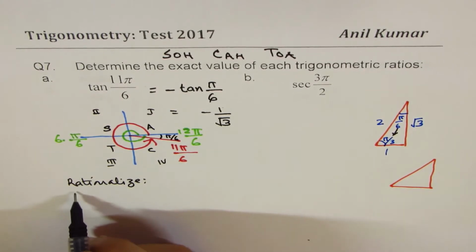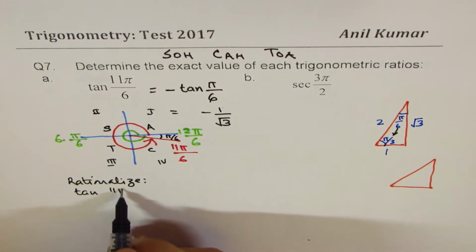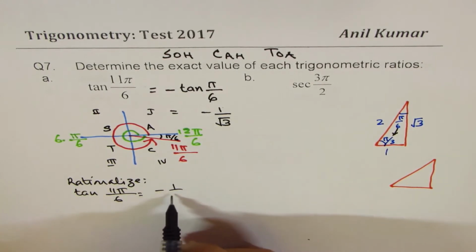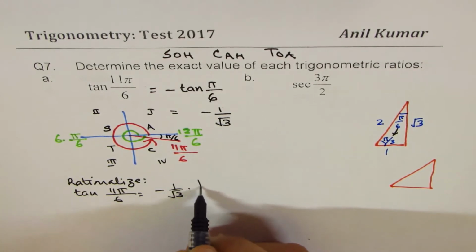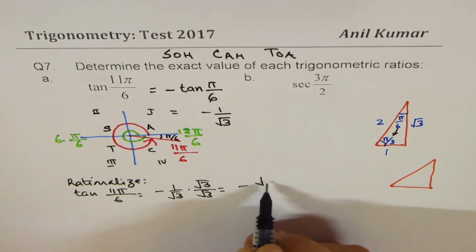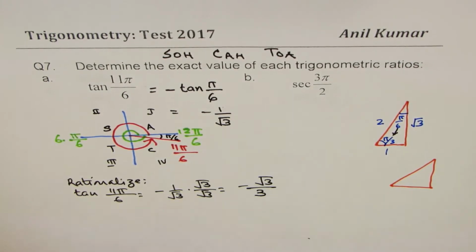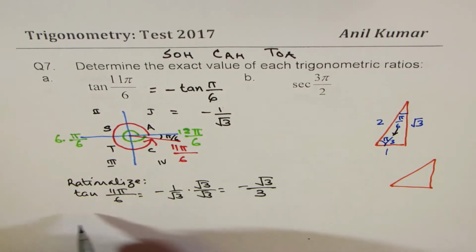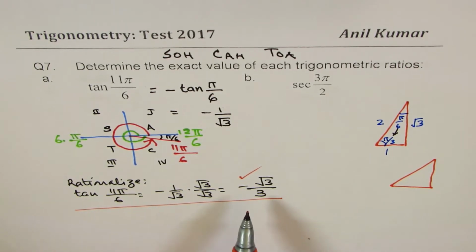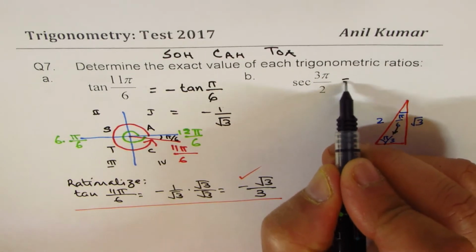So when you rationalize, you will get tan 11 pi by 6 as equal to minus 1 over square root 3. You have to multiply and divide by square root 3, correct? So you get minus square root 3 over 3 as your answer. So that becomes the answer for us. Perfect. So that is how you have to give the answer. So I hope the steps are absolutely clear. Okay. Now let's look into the second one.